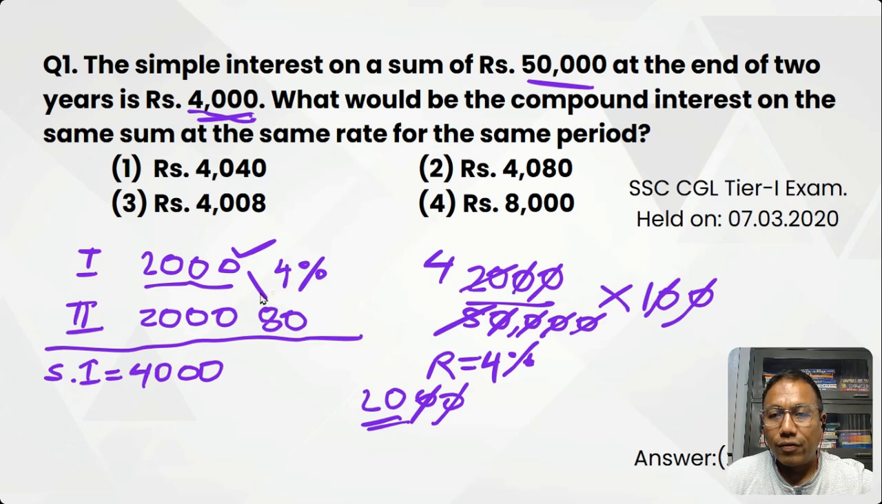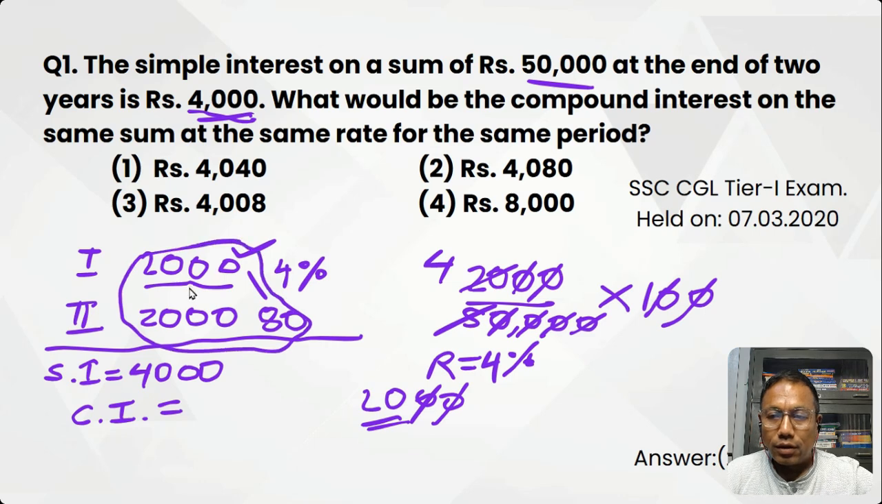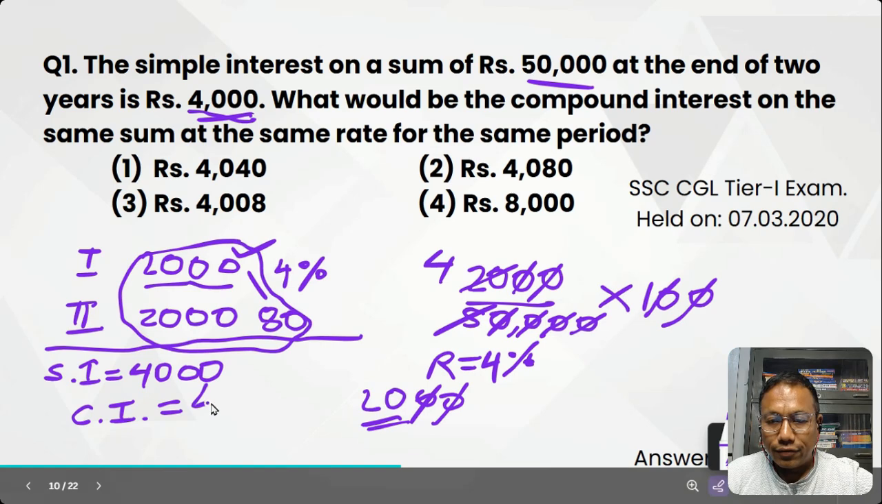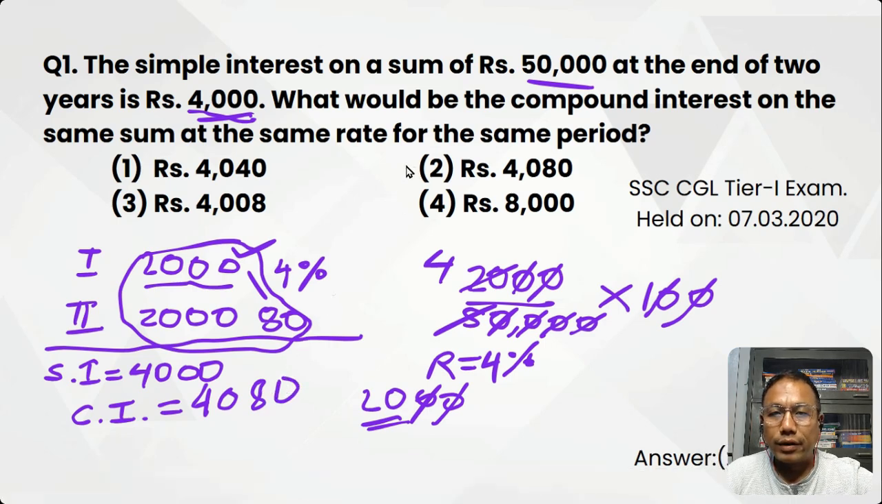4% of 2000. Now compound interest is the sum of all these values. Add all these values. 2000 plus 2000 plus 80, that is 4080. That's the compound interest. Where do you get 4080? Option 2 is the right answer.